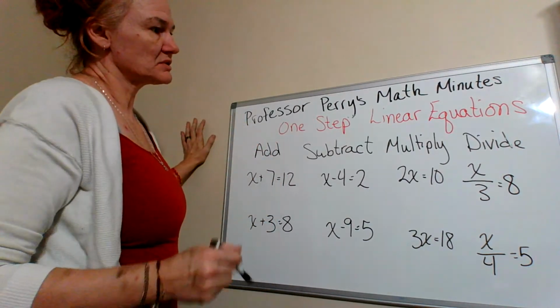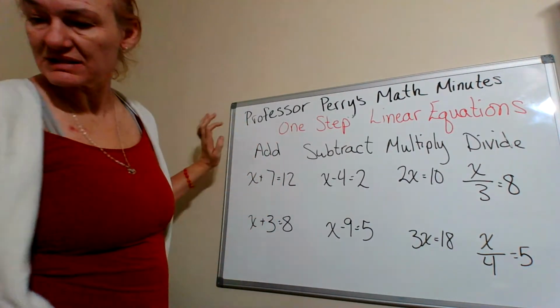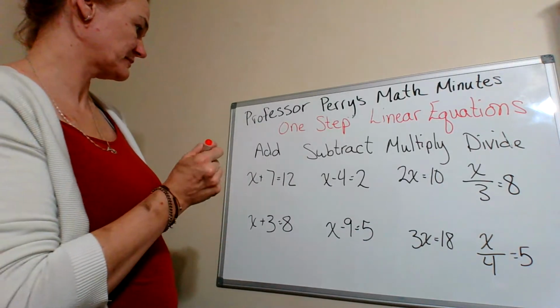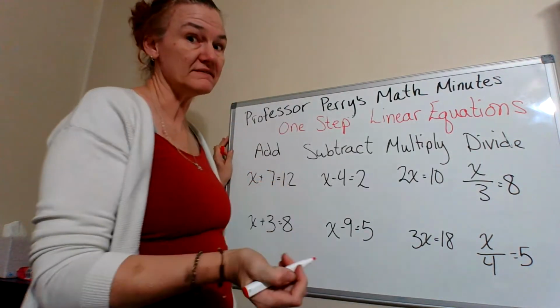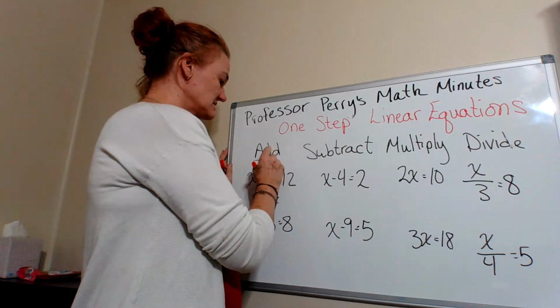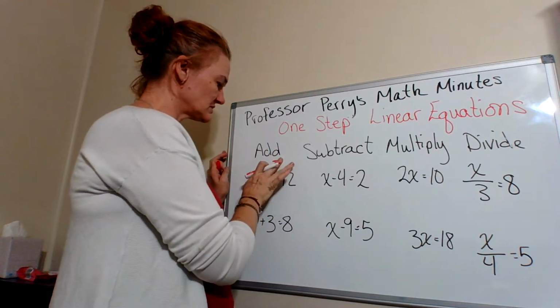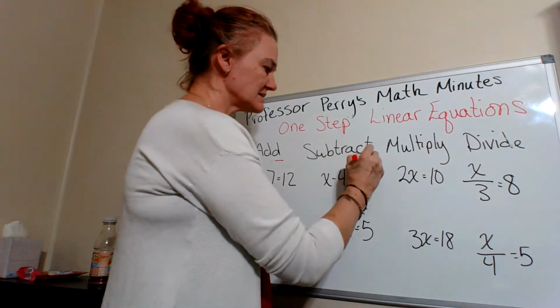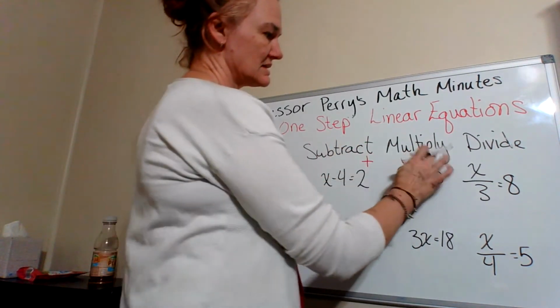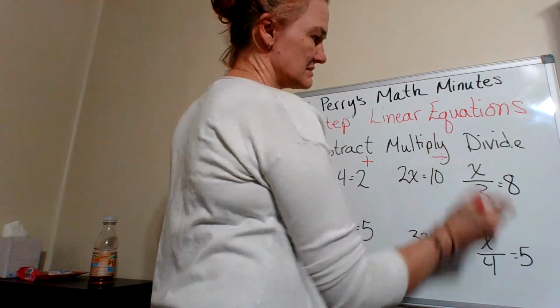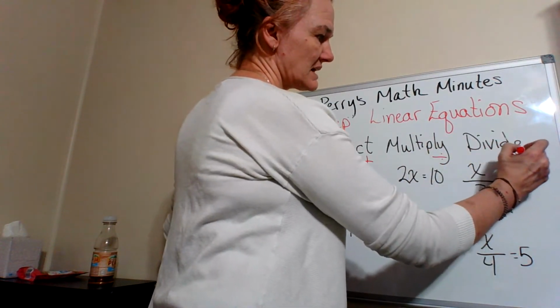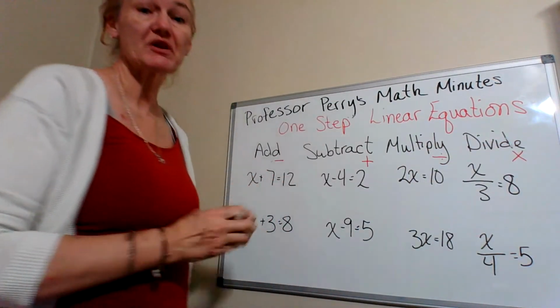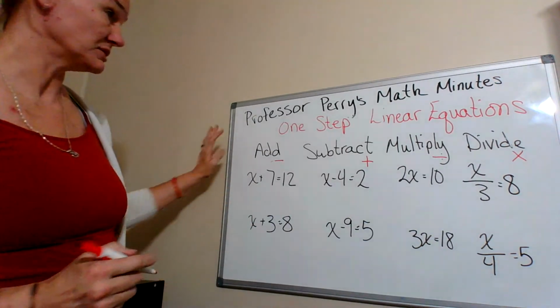What you need to remember when doing equations is opposite. The opposite or inverse of add is subtract. The inverse of subtract is add. The inverse of multiply is divide. The inverse of divide is multiply. So that is what you are going to do.